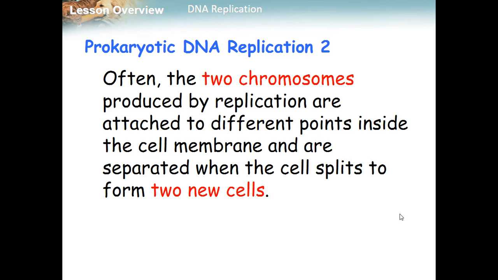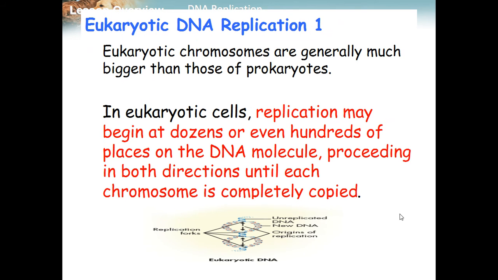Often, the two chromosomes produced by replication are attached at different points inside the cell membrane and are separated when the cell splits to form two new cells. In our cells, our eukaryotic chromosomes are generally much bigger than those of prokaryotic cells. In eukaryotic cells, replication may begin at dozens or hundreds of places on the DNA molecule, proceeding in both directions until each chromosome is completely copied.